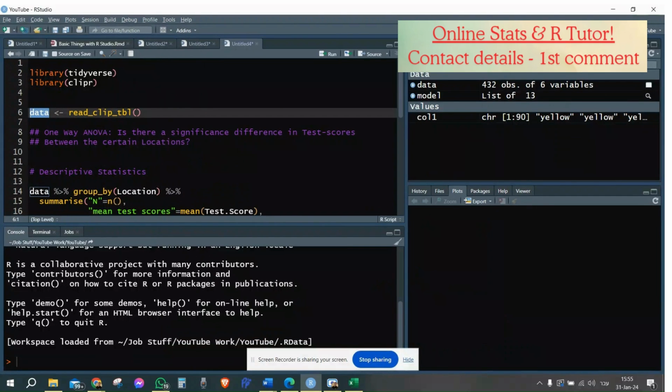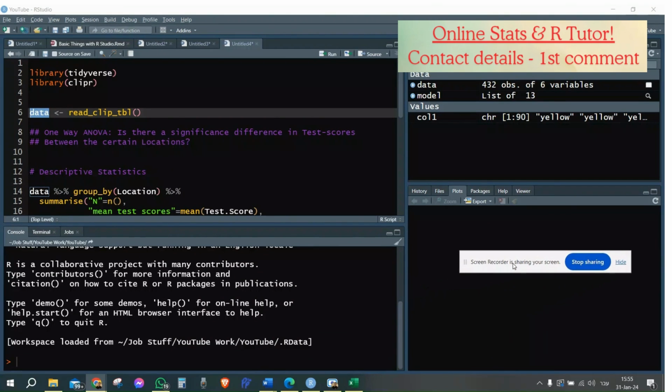So we want to talk about One Way ANOVA using RStudio. One Way ANOVA is a test that we use when we want to test if there's a significant difference in a specific dependent variable between three or more groups. What we're going to do is use a data set called data.